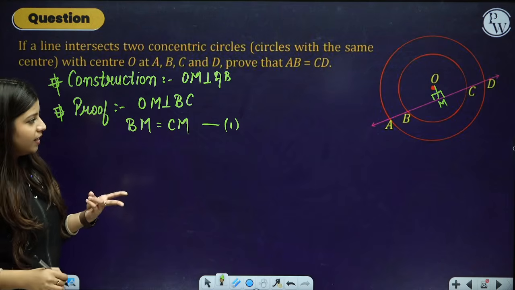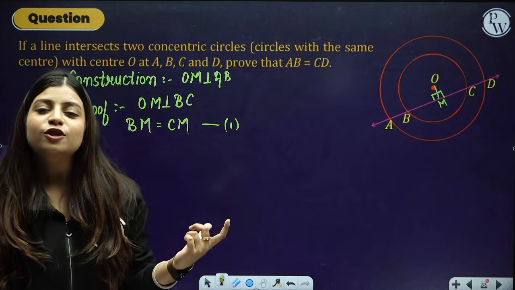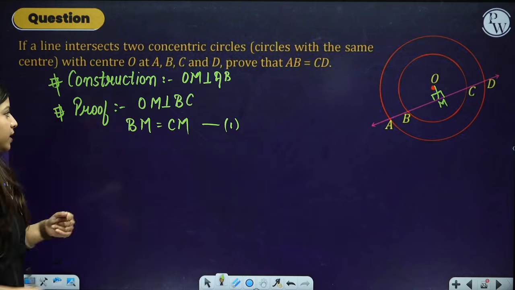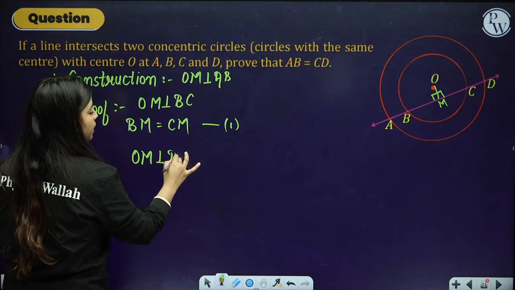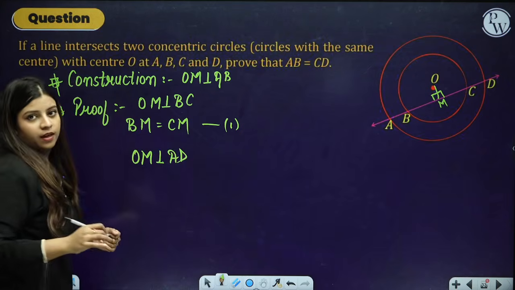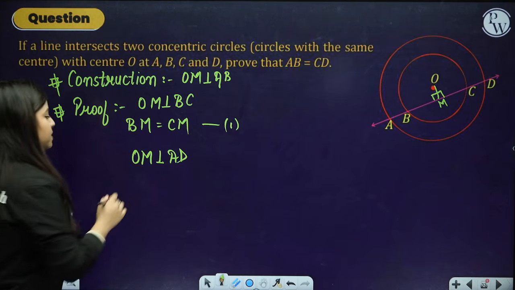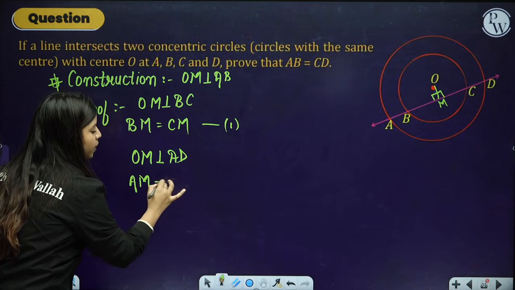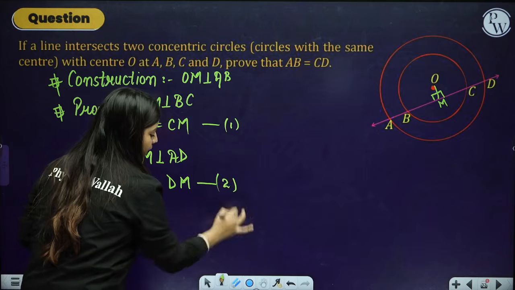Now, the second thing is AD. AD is also a chord of the bigger circle and OM is also perpendicular to it. So, we can say that OM is perpendicular to AD, and if OM is perpendicular to AD, then AM is equal to DM. AM is equivalent to DM and this becomes our second equation.